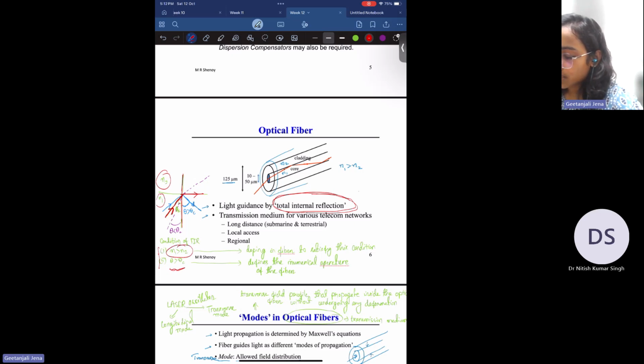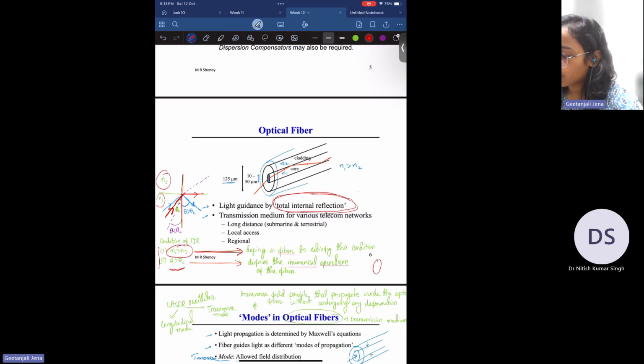And this condition, if you see in an optical fiber, that is N1 greater than N2, is achieved by doping the fiber. So if you dope a fiber, then you can satisfy this condition to get total internal reflection. And theta greater than theta c defines the numerical aperture of the fiber. So by numerical aperture, we mean the maximum angle of incidence that can be guided inside the fiber.